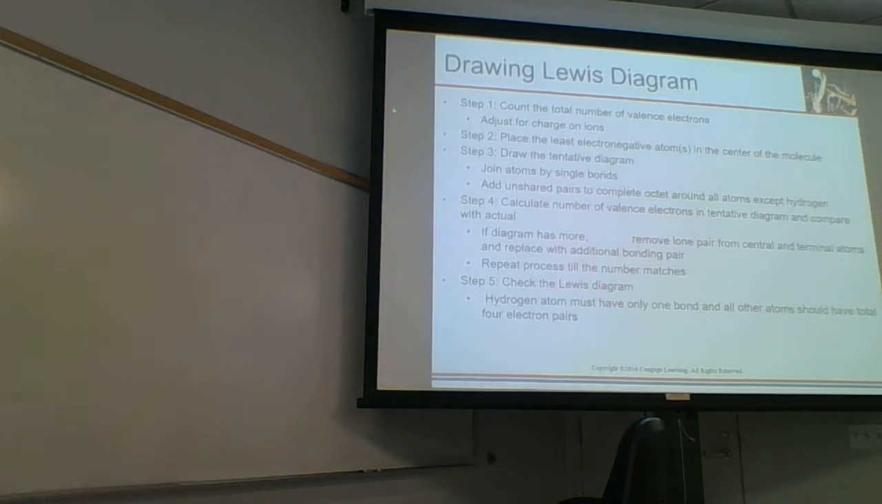Count the total number of valence electrons, just for charge. How many valence electrons does bromine have? 7. 3 oxygens is 3 times 6 electrons, 18. And then the -1 charge. -1 charge, we have to add 1 electron. The electron's negatively charged. So this gives us 26 electrons.